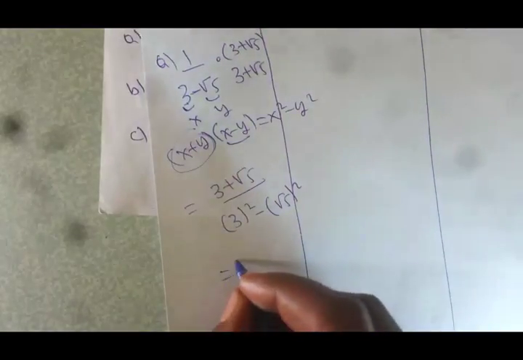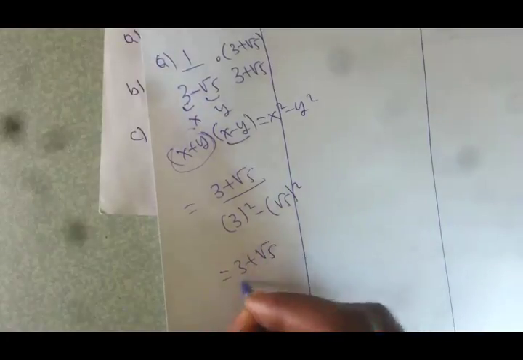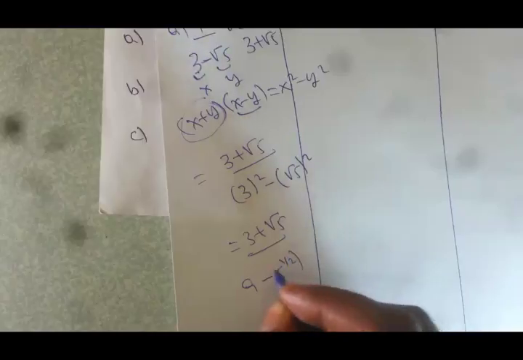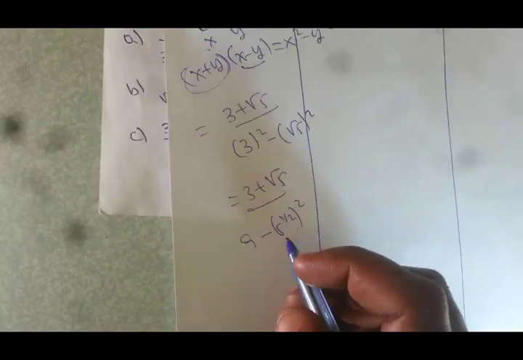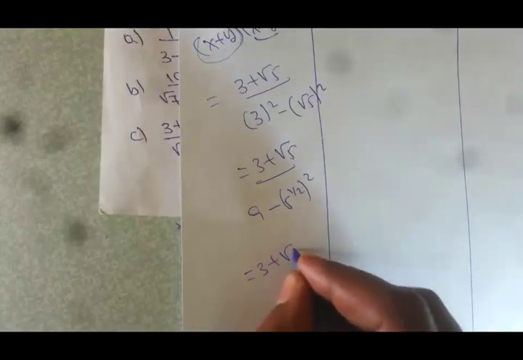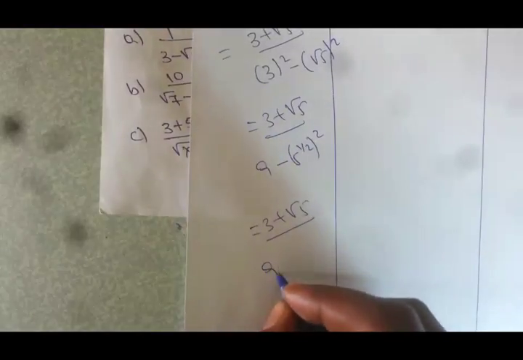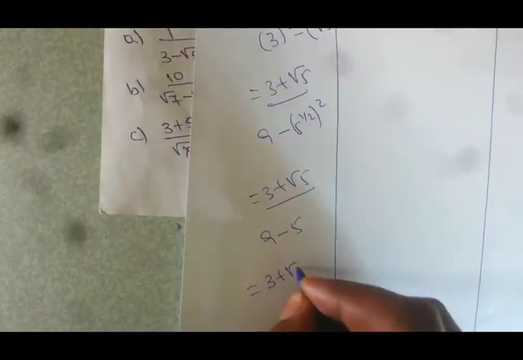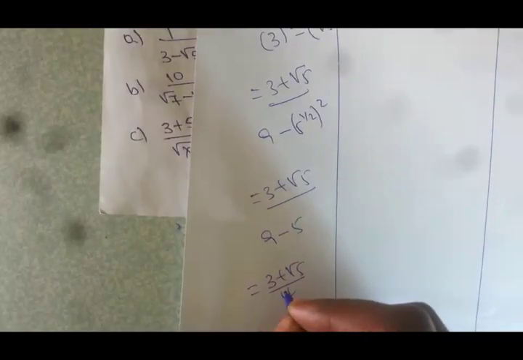This is equal to 3 plus root 5 over 9 minus 5 raised to 1 over 2 raised to 2. This is equal to 3 plus root 5 over 9 minus 5. Therefore this is equal to 3 plus root 5 over 4.